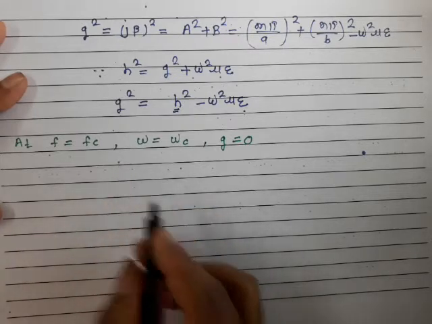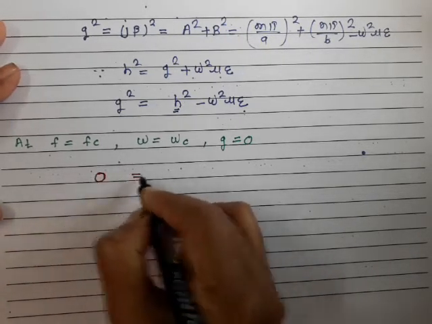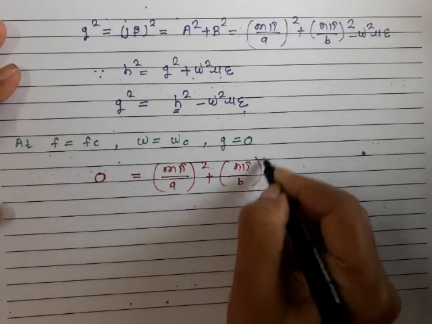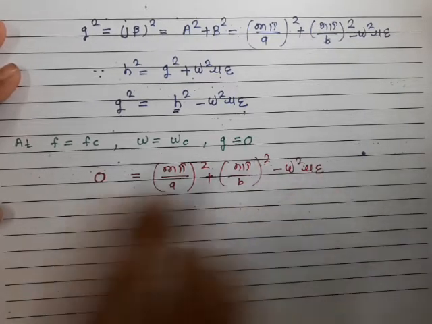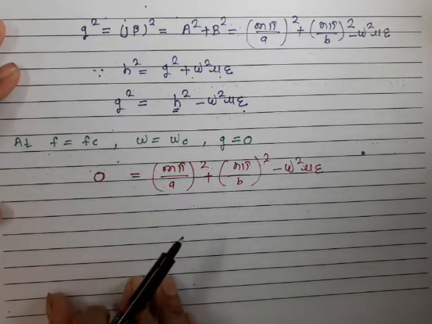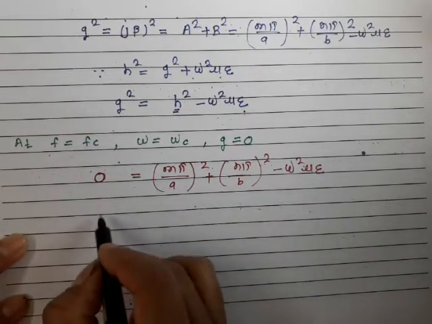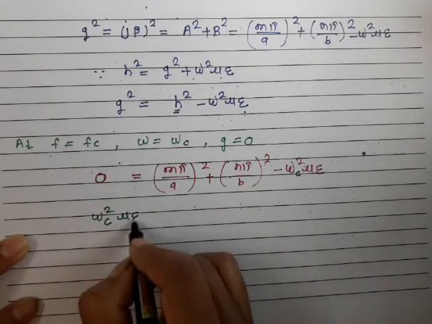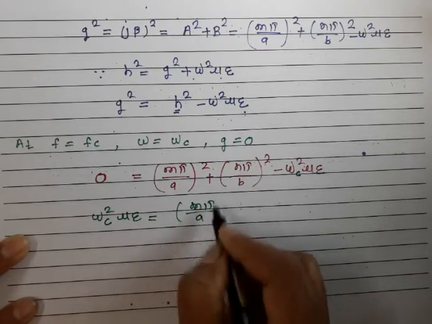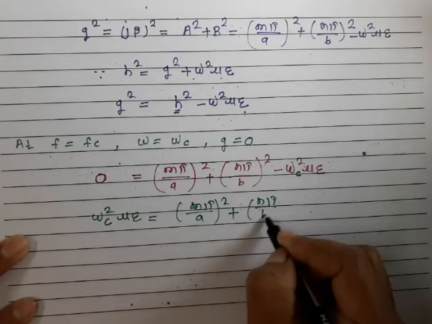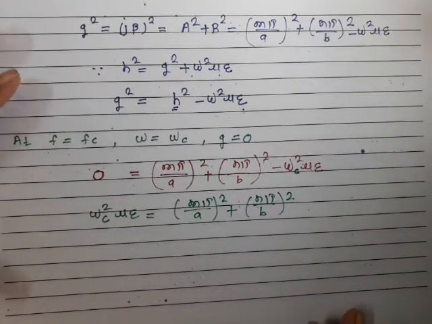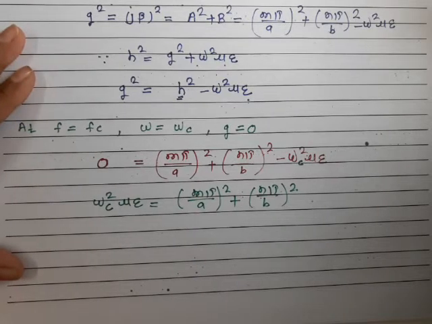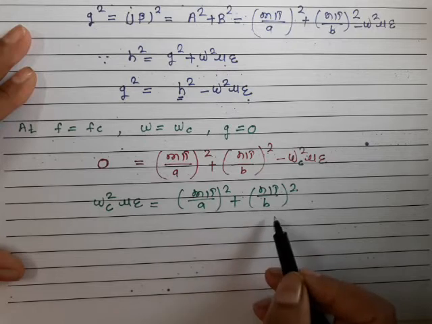So here gamma is 0: (m pi by a) square plus (n pi by b) square minus omega square mu epsilon. If you put this value, we get omega c square. The cutoff angular velocity is given by (m pi by a) square plus (n pi by b) square. Further solving, omega c square mu epsilon is equal to (m pi by a) square plus (n pi by b) square.